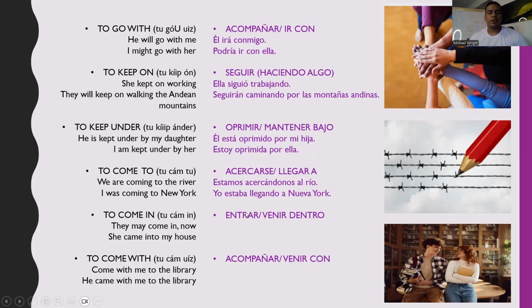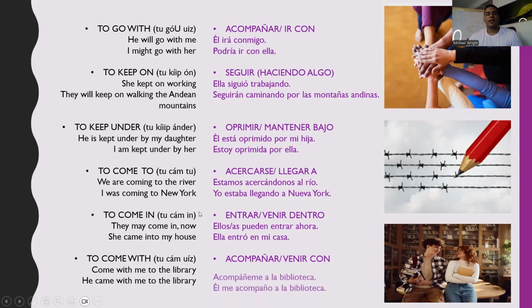They may come in now. She came into my house. The first is in present, and the second is in past. So to come with, which is similar to go with, right? So come with me to the library, and he came with me to the library.